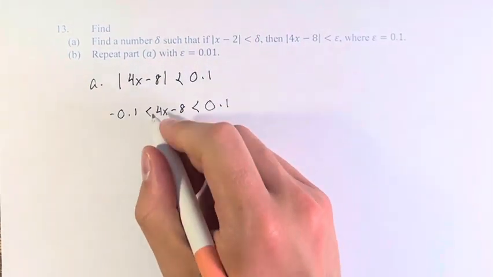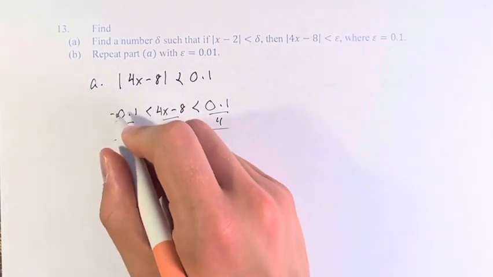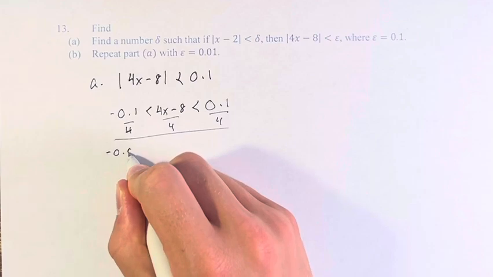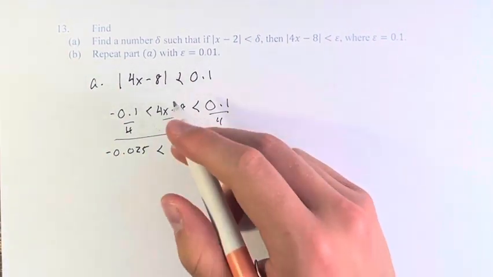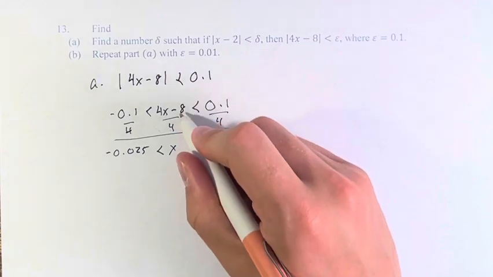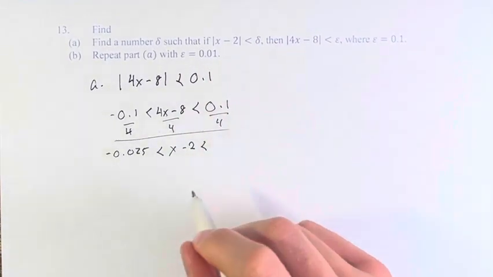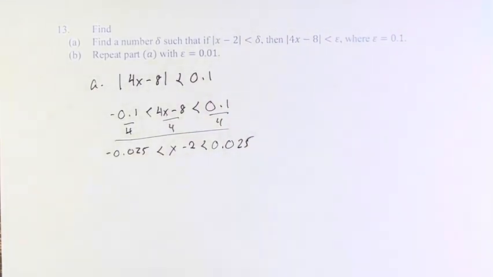So we want to get a delta such that the absolute value of x minus 2 is less than delta. And if we divide everything by 4, we get negative 0.1 divided by 4 is negative 0.025. The reason we're dividing this by 4 is 4 divided by 4 is 1, so this is x. 8 divided by 4 is 2, so we have x minus 2 here. And this is less than 0.1 divided by 4, which is 0.025.